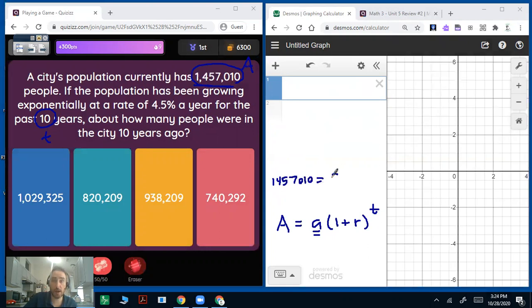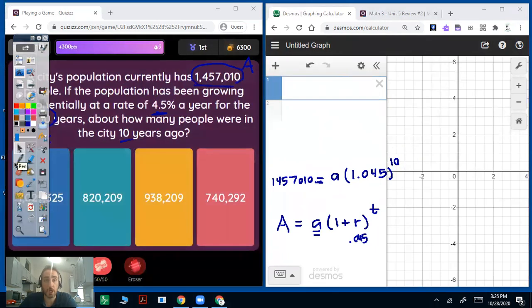So it's going to be 1,457,010 equals my unknown, parentheses, since my rate is 4.5%, it'll be 1.045, 1 plus 0.045. And we know T is going to be 10. So that's going to be 10. So we have a couple ways that we can approach this. We can figure out 1.045 to the 10 power and divide that from 1,457,010. We can take our answer choice and plug it in to see which one gets you closest to this number. We could also graph it. So we have a few options.